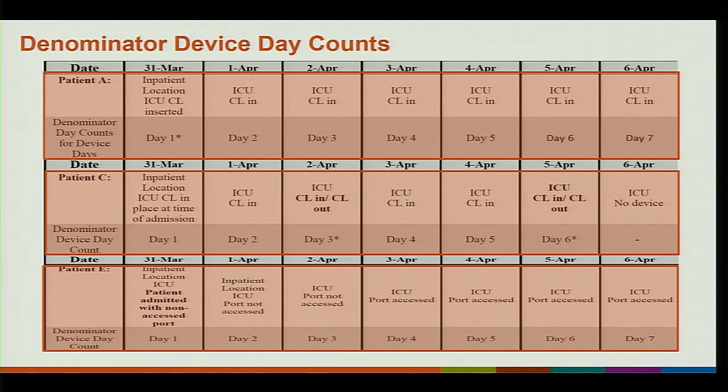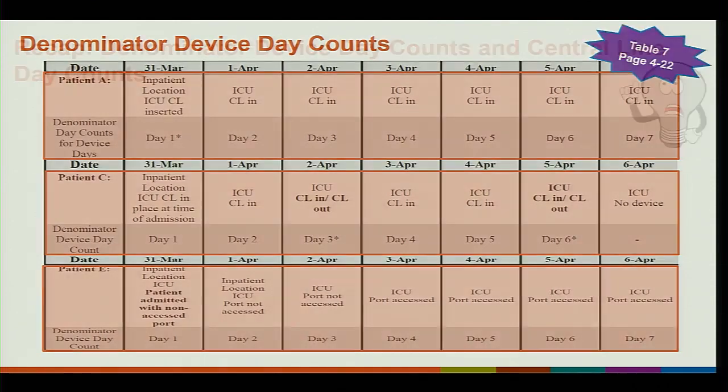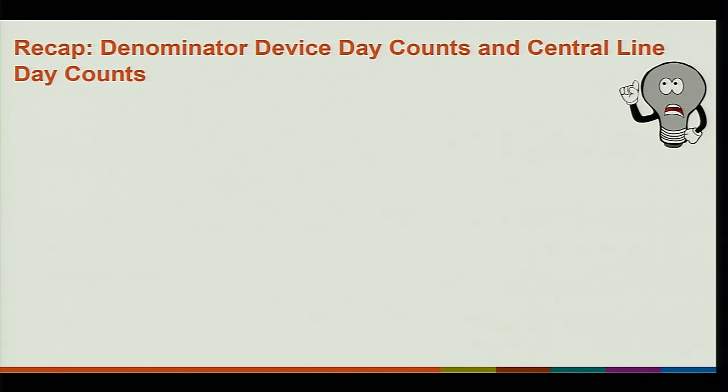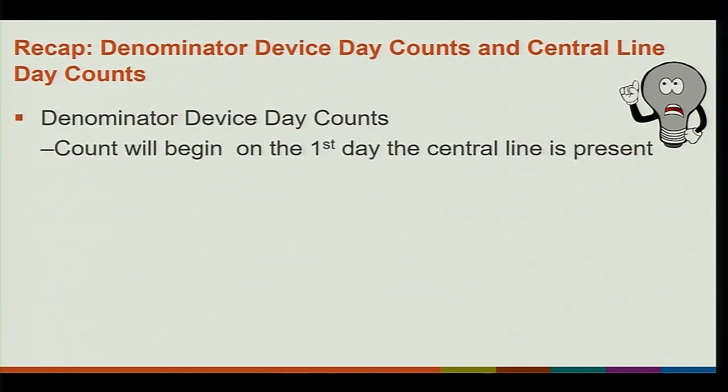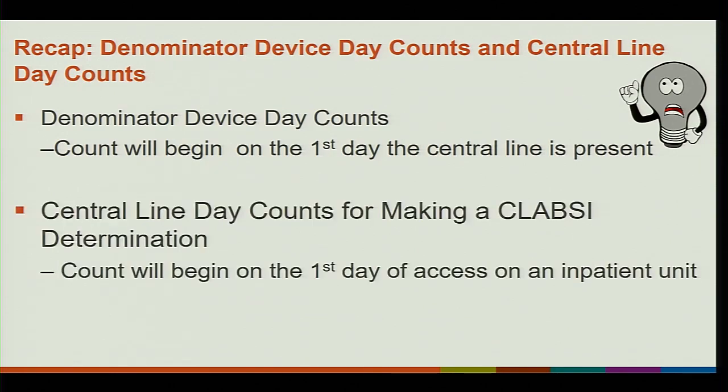This is a snippet of the table from the BSI protocol. The complete table is found on page 4-22. Now let's look at the days of access and the central line day count for making a CLABSI determination.